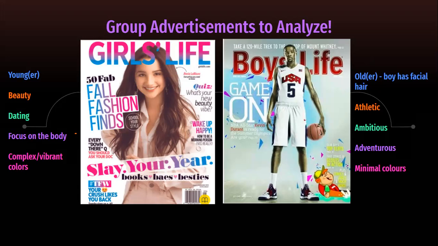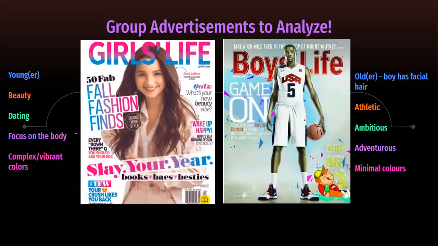So things they might come up with is the fact that the girl is younger, the boy is older, he has facial hair, she is far younger than he is seemingly. The boys is about climbing mountains, is about sports, is about athletics, ambition. The girls is about dating, is about focusing on her body, beauty. And again, the color schemes match the color schemes that we've already seen in previous advertising.